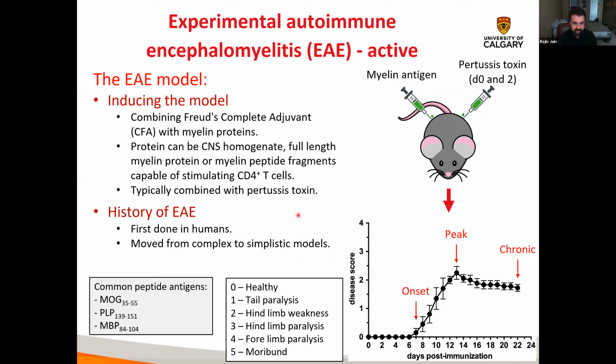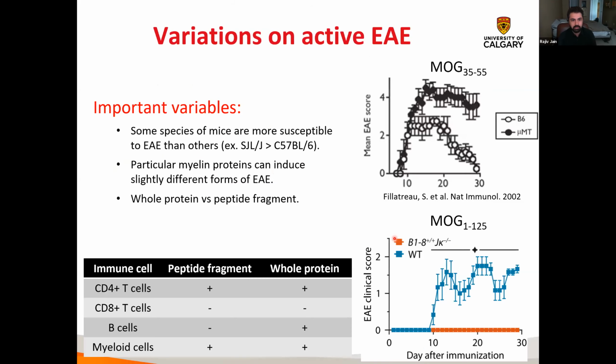And also, generally speaking, there was a progression from relatively crude CNS homogenates being used in experimental protocols, whereas now the most common protocol involves immunizing just with the CD4 stimulating component, and so a relatively more simplistic model. But nowadays, it's probably more common to use the right model for the right question. And so there are a lot of variations on active EAE that allow you to ask questions specifically about what you're actually, or certain models of EAE are better for studying certain things.